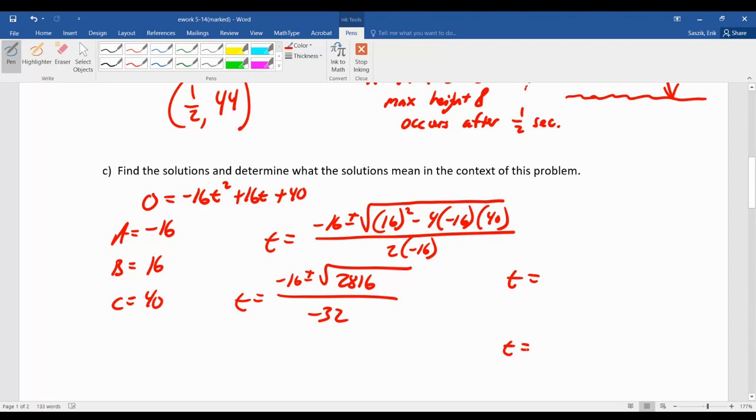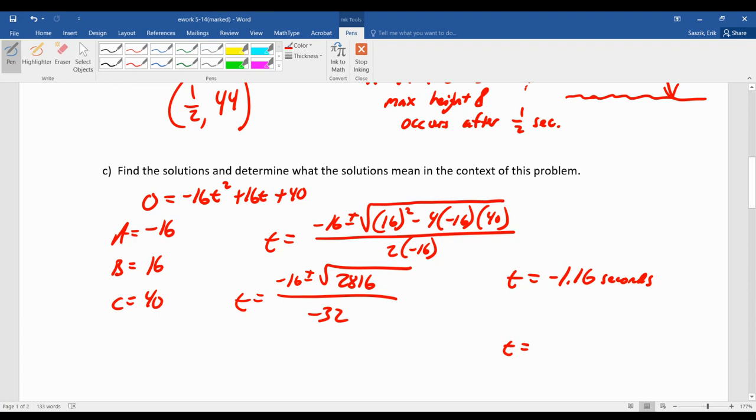Okay, now remember, we use our calculator. We're going to do one with the plus and one with the minus. So I'm going to do negative 16 plus square root of 2816. I'm going to hit enter. I'm going to divide by negative 32. And I came up with negative 1.15. Actually, if I round correctly, it would be negative 1.16. That's seconds.